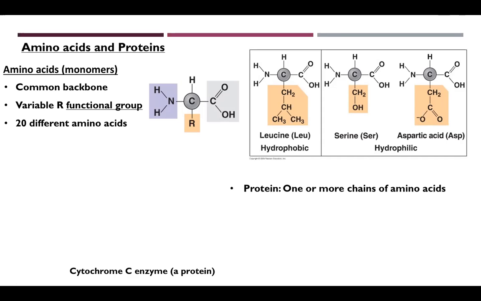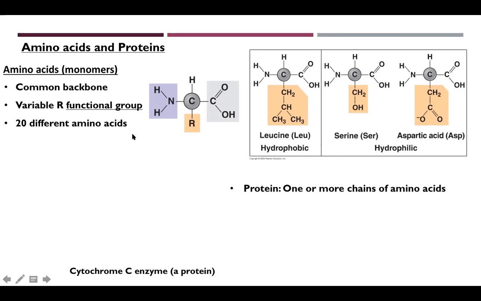Amino acids are the single building blocks, the monomers, or the Lego pieces, that when you put together, you get proteins. This is an example of an amino acid, their shape. The R is for the different functional groups that they have. And this is the carbon chain.